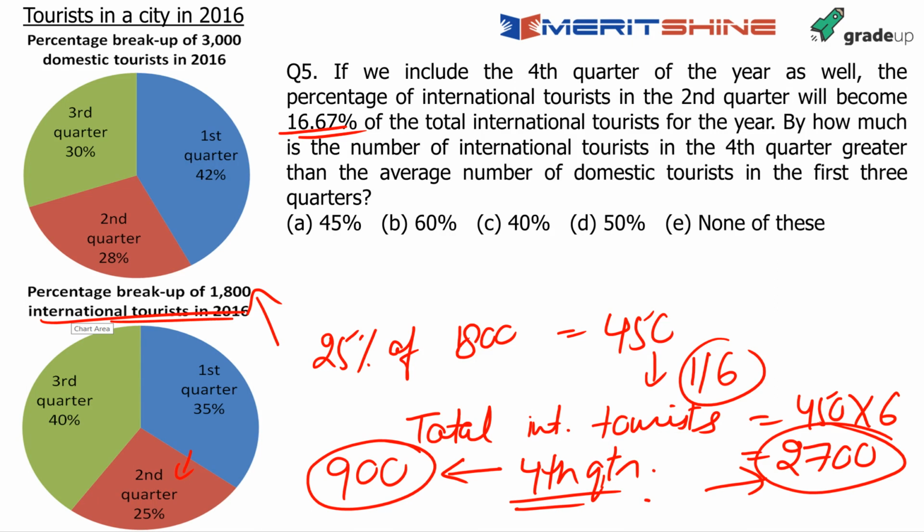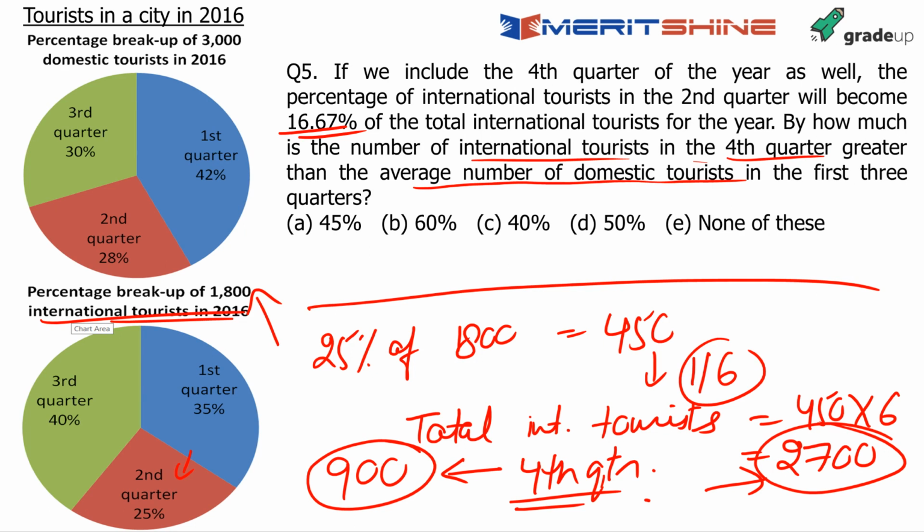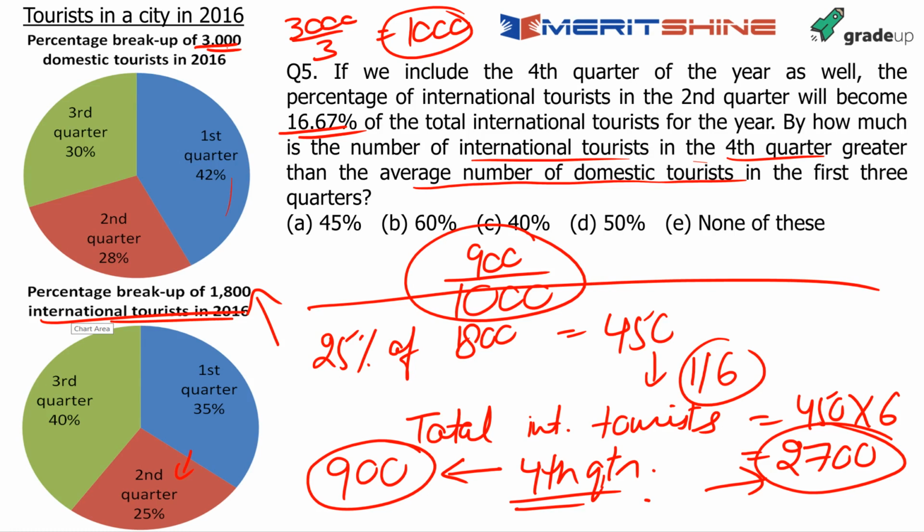Fine, so this is it. Now look at the difference. By how much is the number of international tourists in the fourth quarter, this 900, greater than the average number of domestic tourists in the first 3 quarters? Look at the domestic tourists. This is 3000. Domestic tourists are 3000 for the first 3 quarters. So average would be 3000 by 3. How much is that? 1000. So what he is asking is, by how much is the number of tourists in the fourth quarter greater than the average number of domestic tourists in the first 3 quarters. So basically they are asking 900 is how much percentage greater than 1000, but 900 is less than 1000, so it would be minus 10%. So the answer here would be none of these.